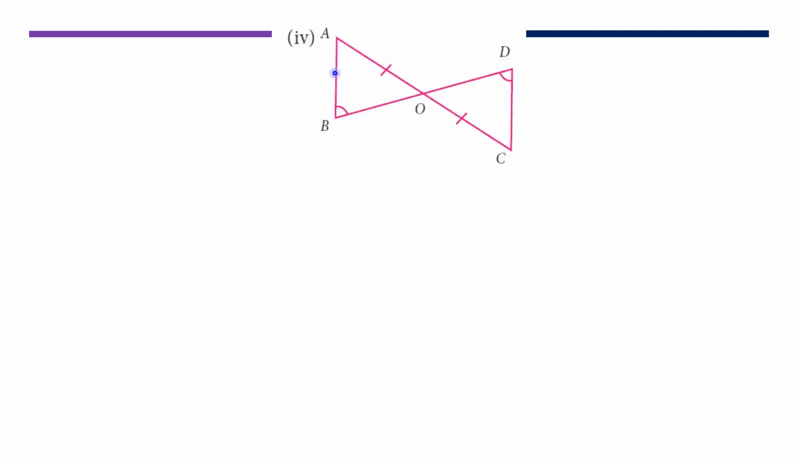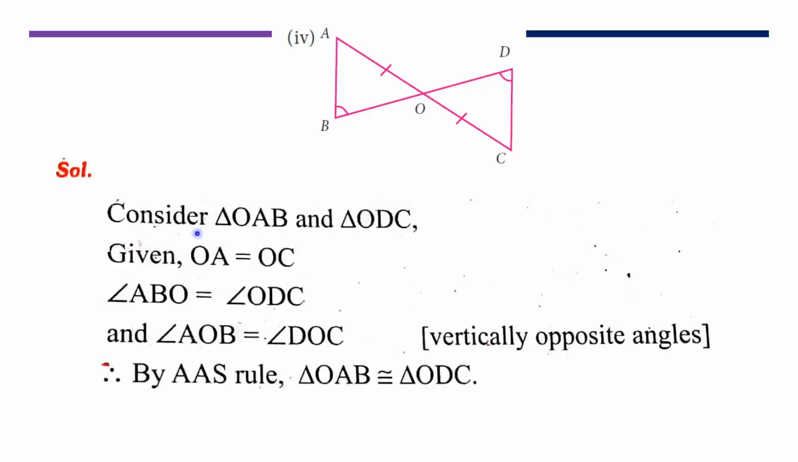See the fourth sum. Here the names of the triangles are AOB and COD. Okay, now we are going to see the solution for this. See this, we have to consider the triangle OAB. And the other triangle is ODC.